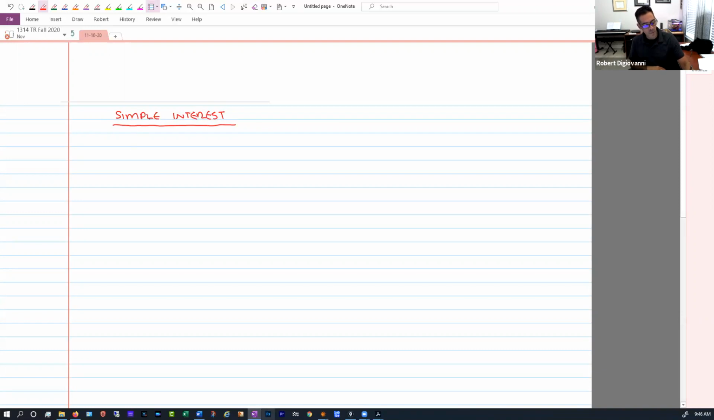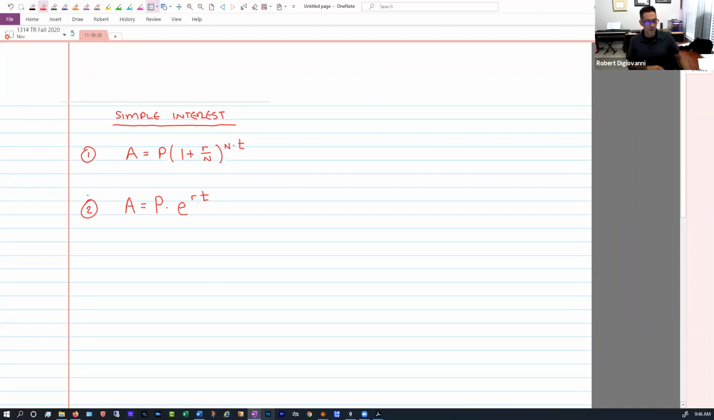So the two main formulas that we have here are these two. A equals P times (1 plus R divided by N) raised to the N times T. That's the first formula we have. The second formula we have is A equals P times E raised to the R times T. So those are our two formulas. I'll call it Formula 1 and Formula 2.